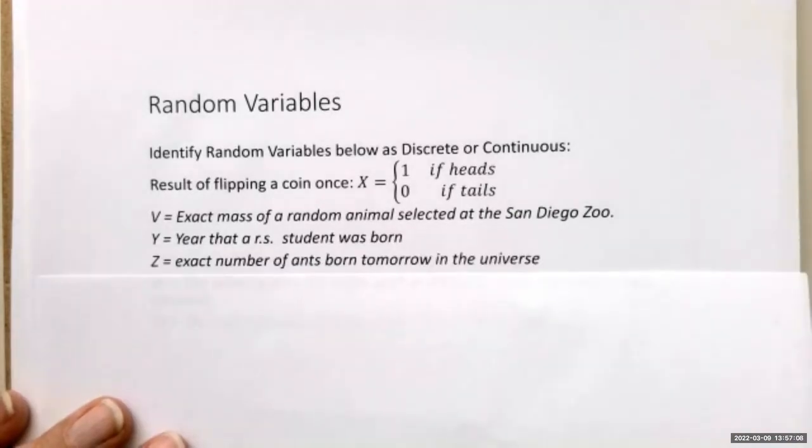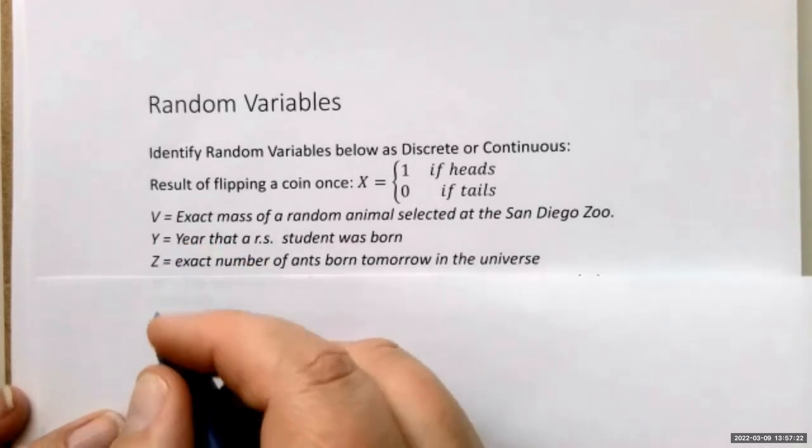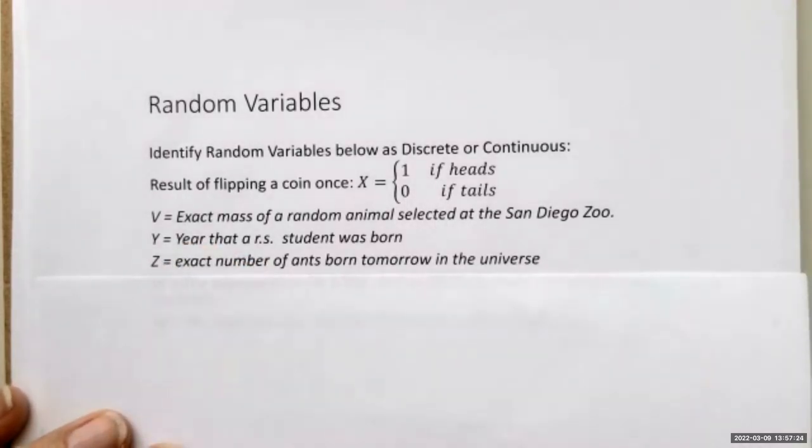Okay, the next variable is variable z, which represents the exact number of ants born tomorrow in the universe. Well, we don't know how many ants are out there, so we could only speculate. But let's say it's, I don't know, quadrillion 271. We have a lot of ants born. Now, the question is: is this discrete or continuous data? Can we list the number, like theoretically?